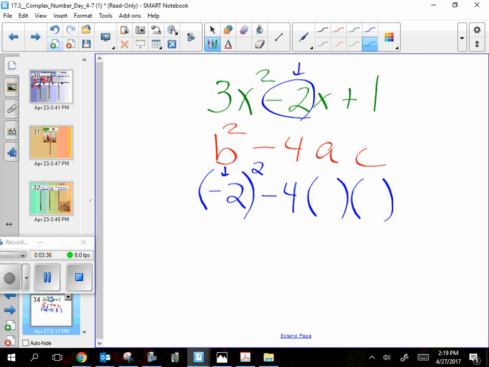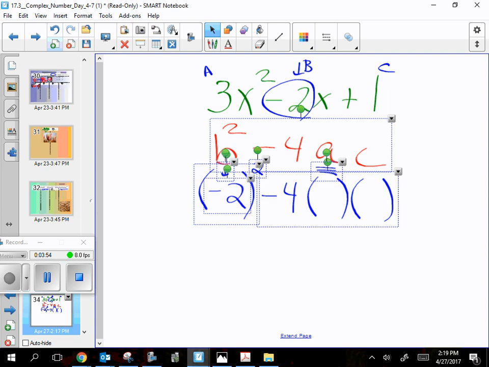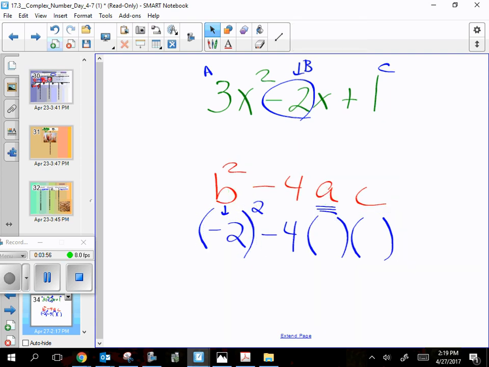Nope. This is the A spot. Okay, here's A, here's B, and here's C. The first and the second and the third number are the A and the B and the C. Then it goes into this red formula here, and we stick in the B and the A and the C.